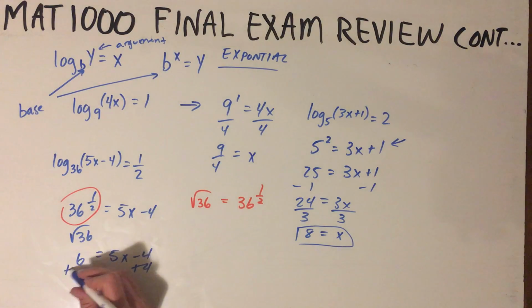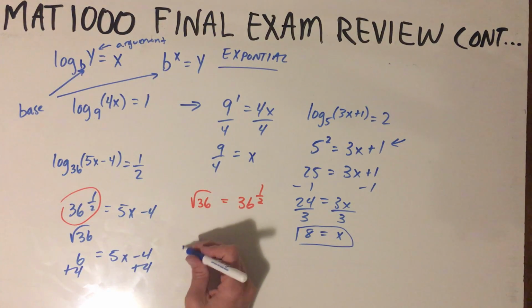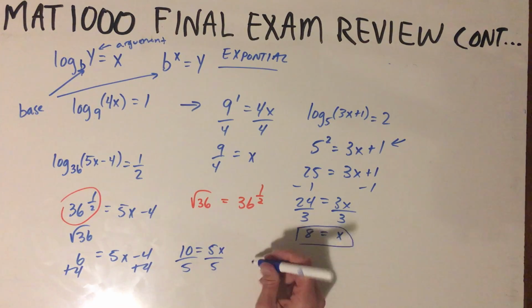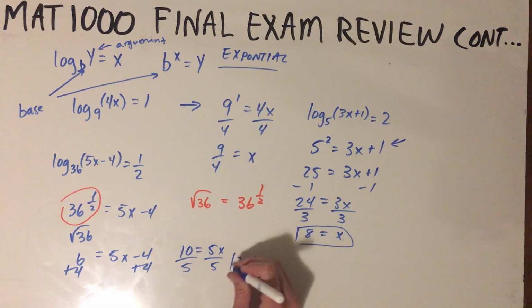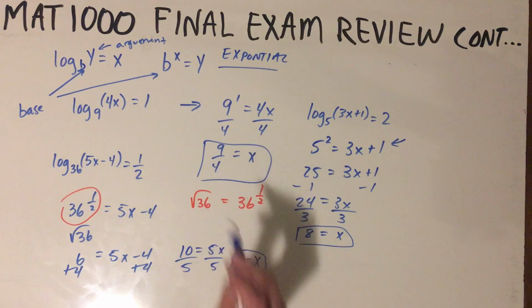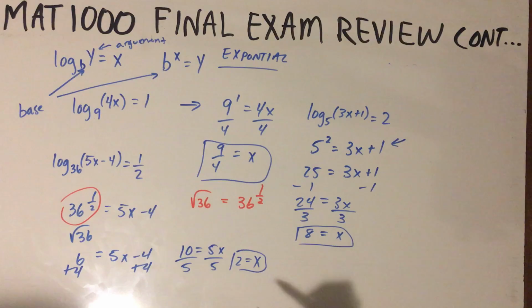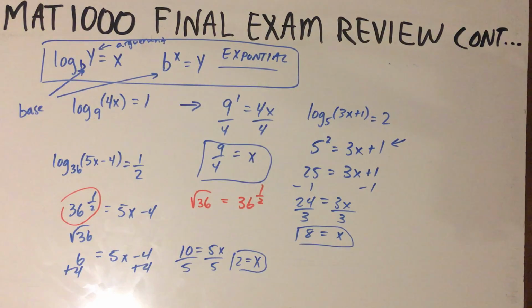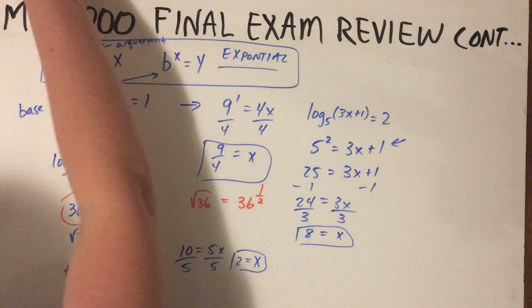I'm going to add the 4 to both sides. 10 is equal to 5x, and I'm going to divide by 5. Sweet. X is equal to 2. Piece of cake. Again, I can solve these really easily if I can get them to the exponential form. So you are going to need to memorize this information here for the final. Very important to understand how to go from log to exponential form.